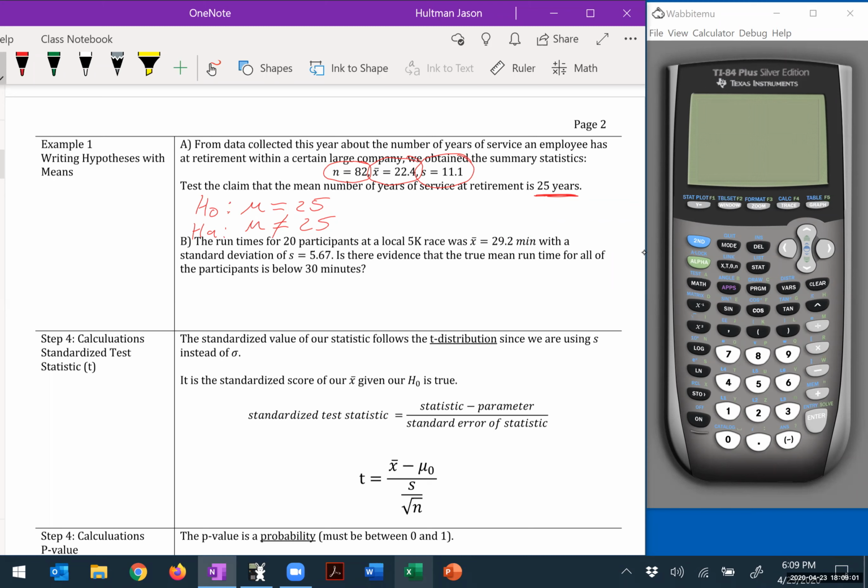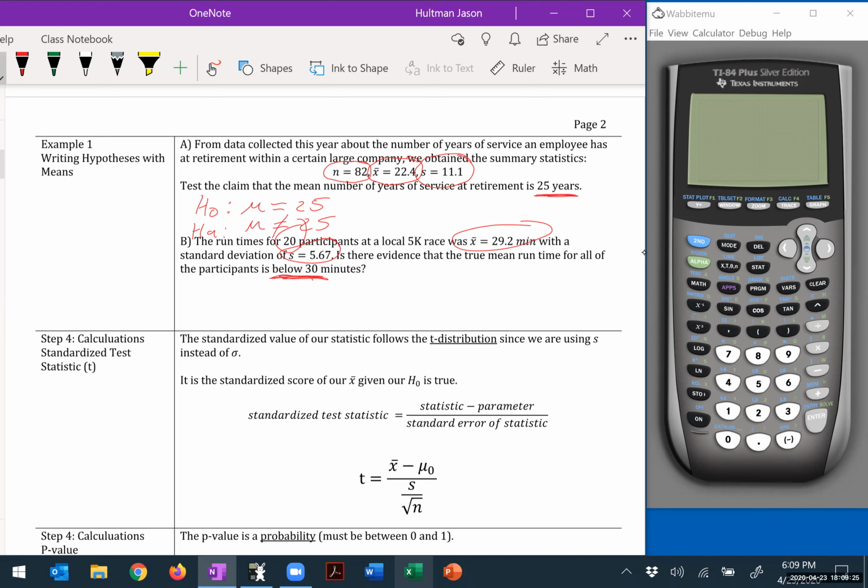Okay, the run times for 20 participants at a local 5K race was 29.2 minutes. This is my n. X bar is 29.2 with a standard deviation of 5.7. Is there evidence that the true mean runtime for all the participants was below 30 minutes?